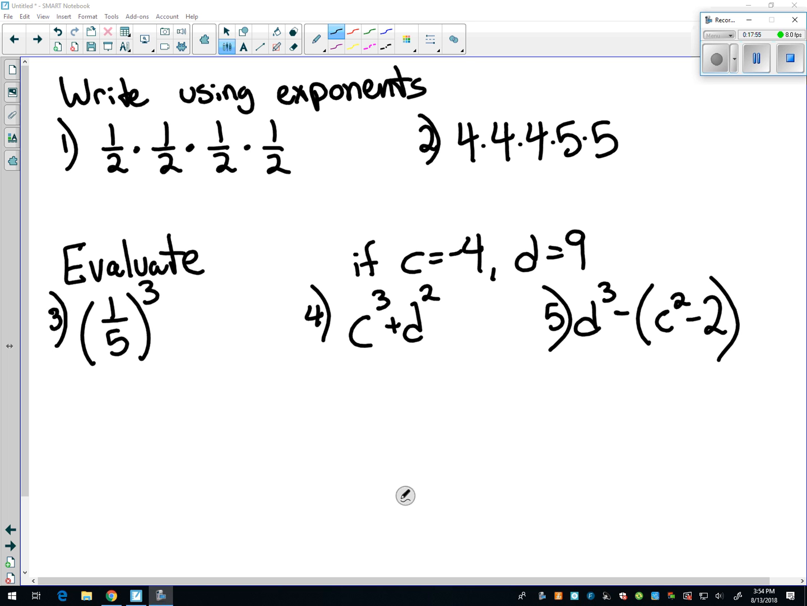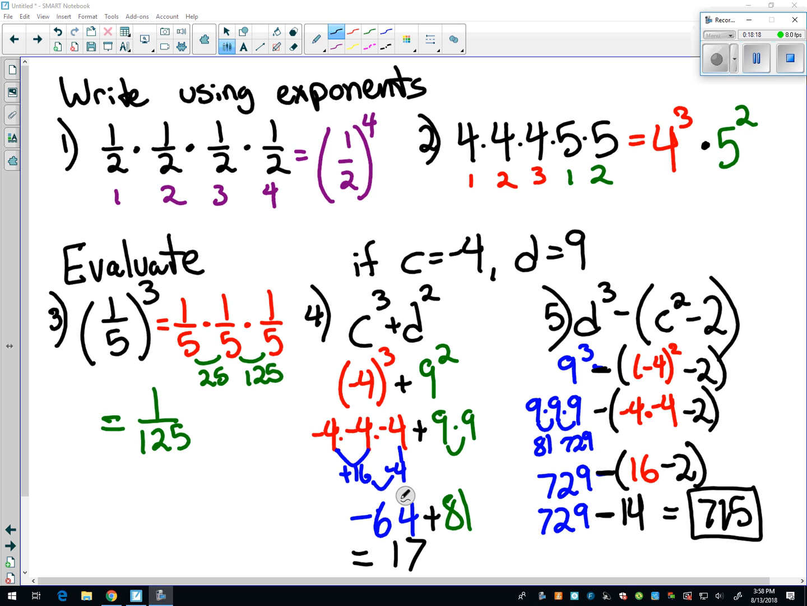Here are 5 examples I would like you to try. Use your notes and the rest of this video to see how you can do. At this point, pause the video, answer all 5 questions, and start the video again to see the solutions. Alright, check out your solutions and see how they compare to mine.